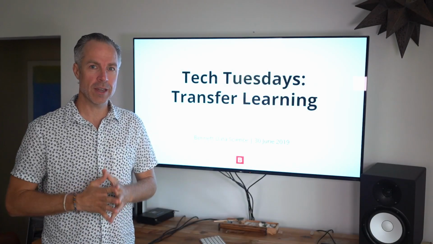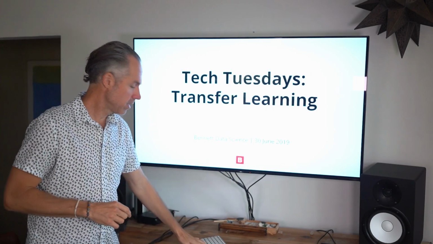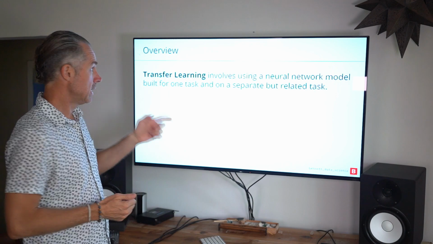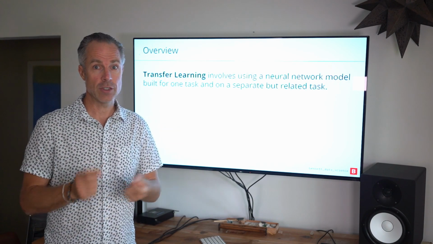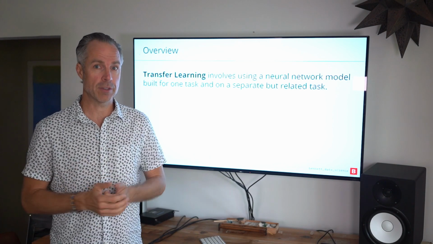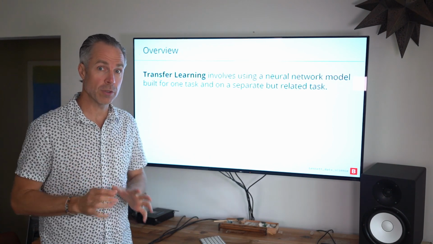This week in Tech Tuesday, we talk about transfer learning. So what is transfer learning? It involves taking a neural network that was trained in one domain and using it for a related but separate domain. So why would we want to do something like that?